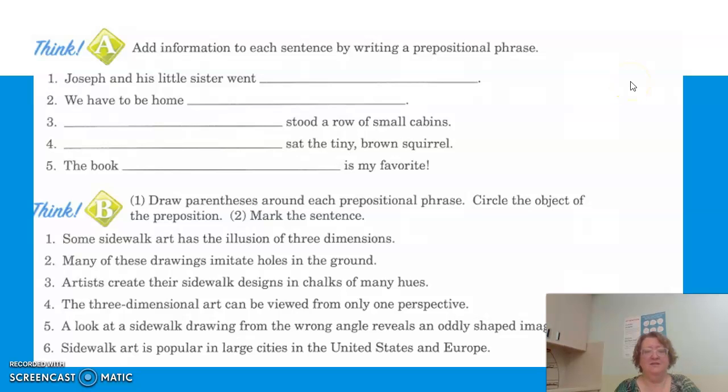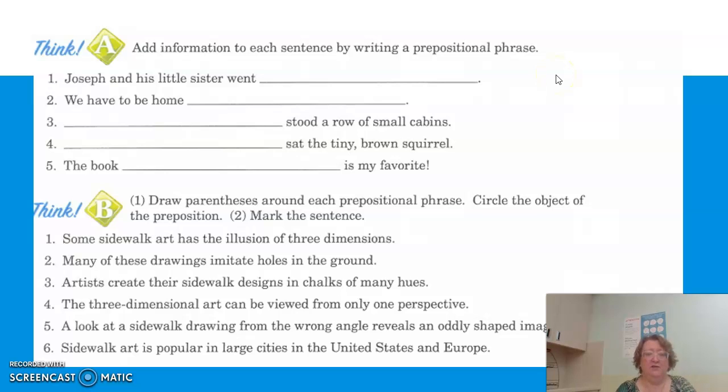All right, now let's look at our workbook pages from today. We are going to be adding information to each sentence by writing a prepositional phrase. So everyone's answers are going to vary. I'm going to give you about 4 minutes to complete that section and maybe allow Mrs. Osborne to call on a few of you to read your sentences out loud. So go ahead and do all of section A.